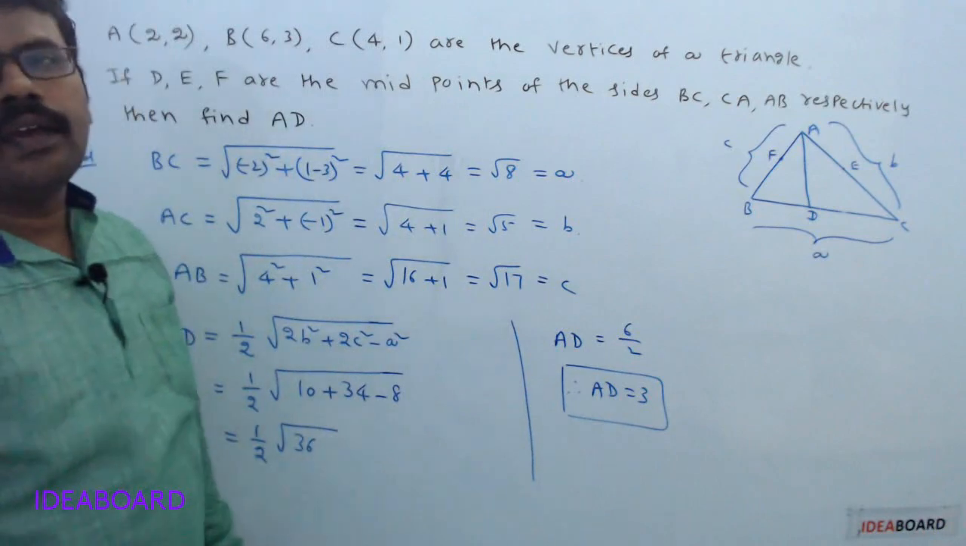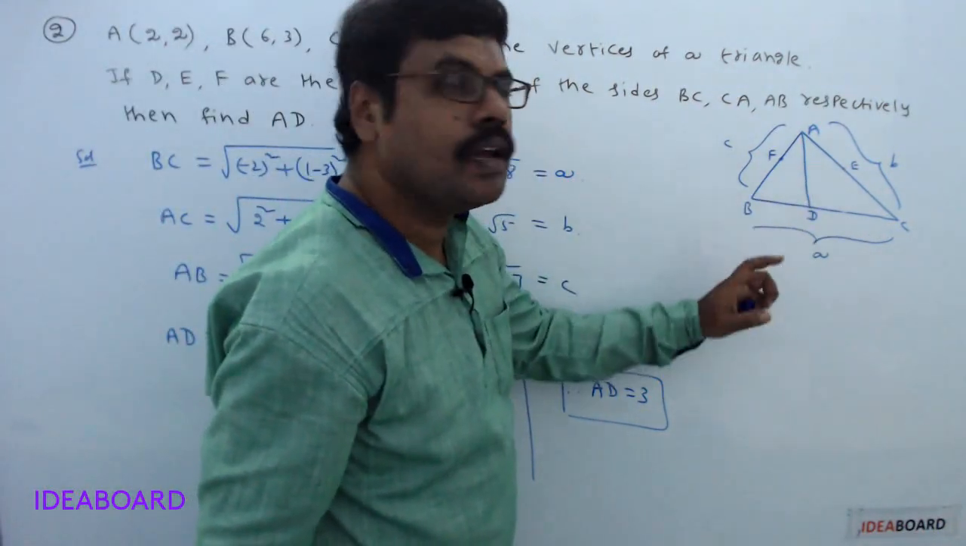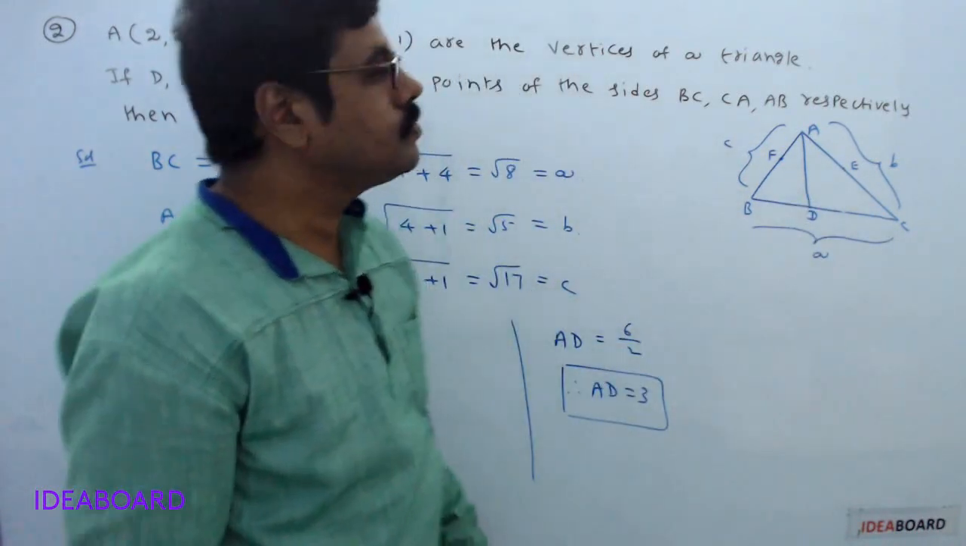So similarly, you can find the length of the median passing through the vertex B and the length of the median passing through the vertex C also.